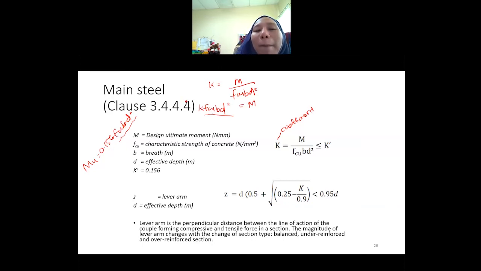Okay. So MU ni dia adalah value maksimum sebenarnya. Maksimum untuk jadi singly. Kalau terlebih daripada MU dia takkan jadi singly. Itulah maksud dia. Dia adalah limit untuk singly. So MU adalah limit. So limit dia adalah 0.156 ni, which is K prime. Kalau you ganti kat sini K prime, dia akan jadi 0.156 juga. Okay.